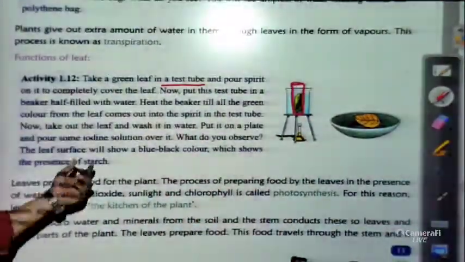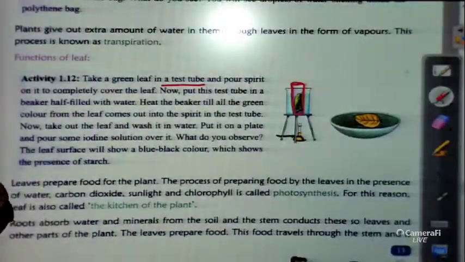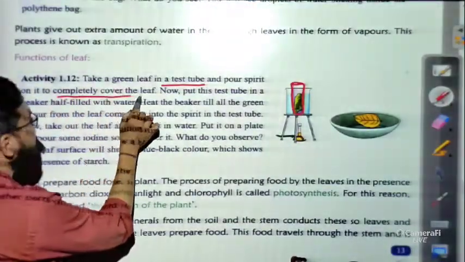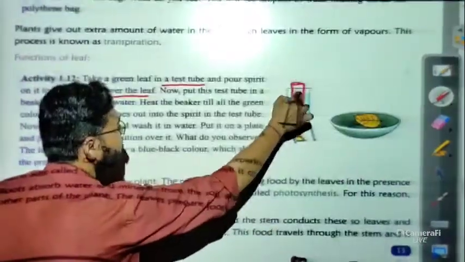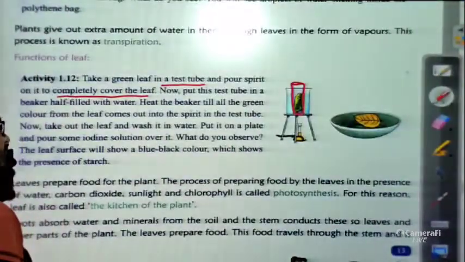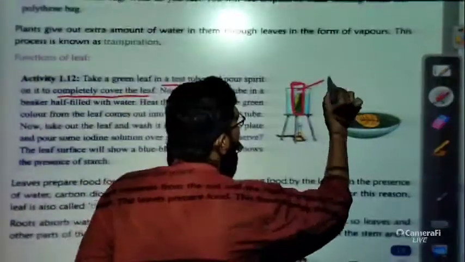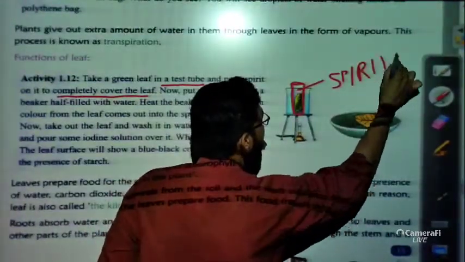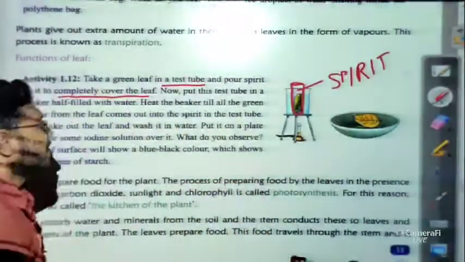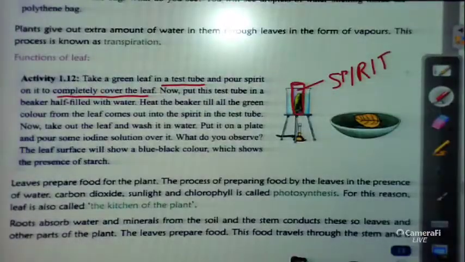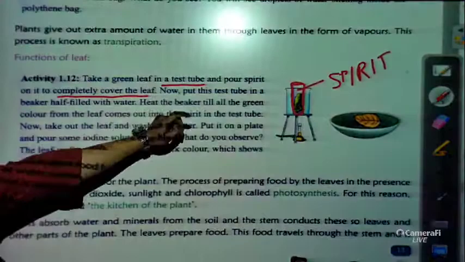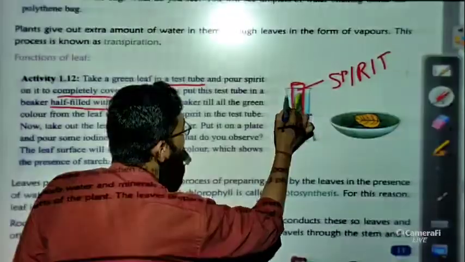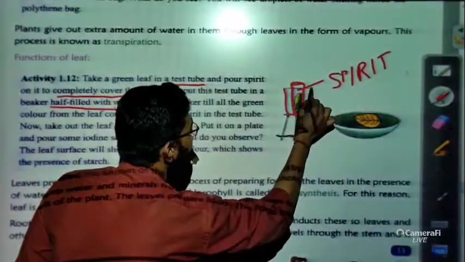So we have taken a green leaf inside a test tube and pour some spirit on it so that it completely covers the leaf. Okay, we pour some spirit on it. Now put the test tube in a beaker half filled with water. You can see here, this is our beaker which is half filled with water.